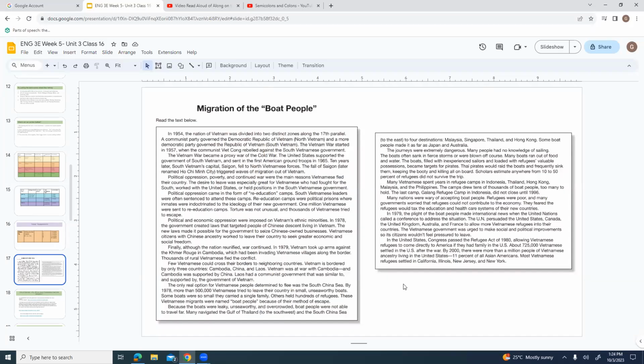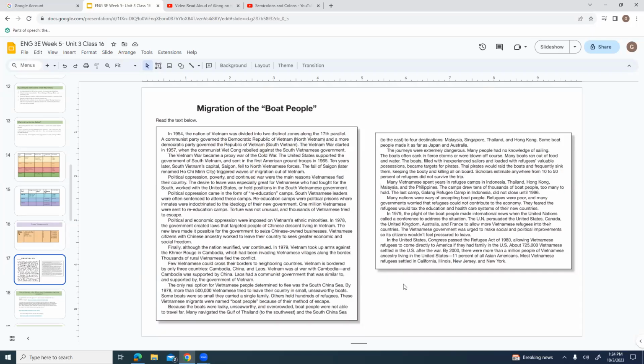Some boats were so small they could only carry a single family. Others were bigger and held hundreds of refugees. These Vietnamese migrants were named boat people because of their method of escape. A lot of them did not travel far. Many went to the southwest, the Gulf of Thailand. 4 main destinations: Malaysia, Singapore, Thailand, and Hong Kong. Some made it as far as Japan and Australia. Some even made it as far as Canada and the US, although many times they had some help as far as that goes.